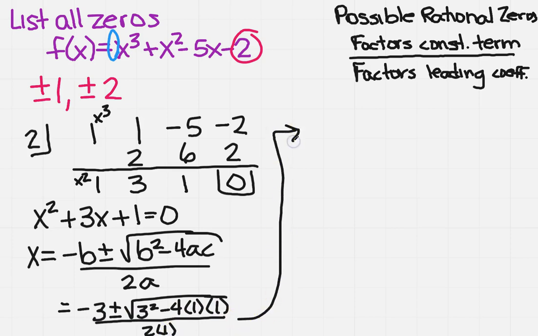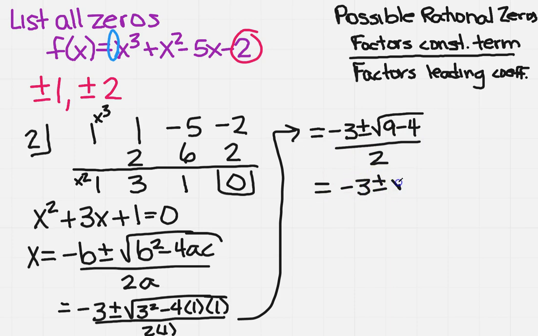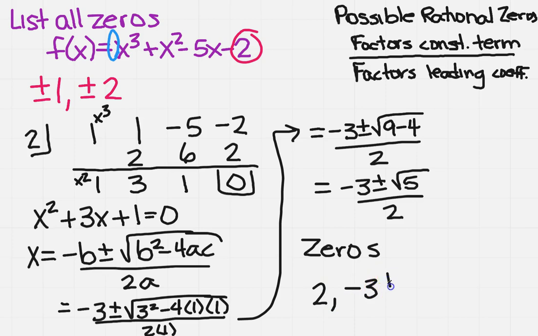I want to continue up here. So I'm going to get minus 3 plus or minus the square root of 9 minus 4, all over 2. I can simplify it one more time, so I get minus 3 plus or minus the square root of 5 over 2. Now those are my zeros, but don't forget that we also said that 2 was a zero. So ultimately I need to write down my zeros, and I'm going to have 2 and minus 3 plus or minus the square root of 5 over 2.